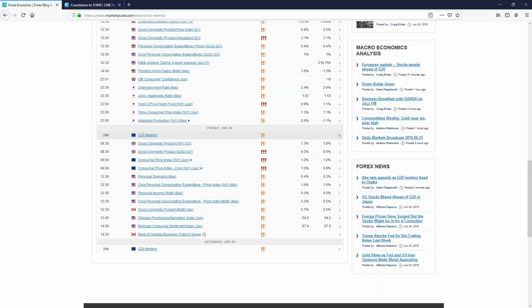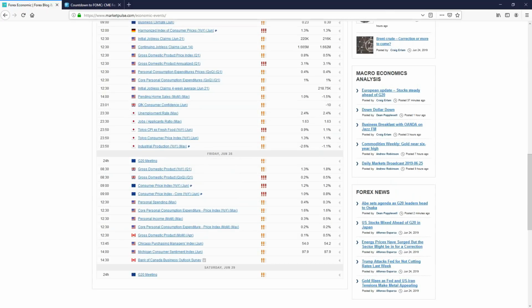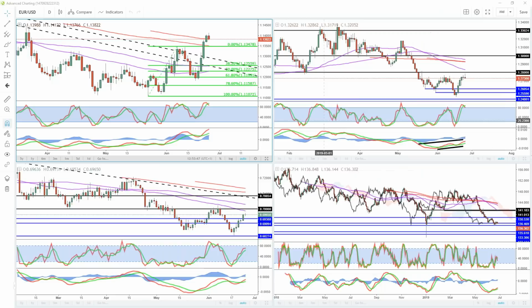Expected to remain at 1.6% below the Fed's target, and it's been on a bit of a downward trend. Personal income and spending, I think, is always interesting as well. Eurozone inflation, less impactful because we know which way that central bank is headed, and it's been struggling with inflation for a long time. And then, of course, we've got the G20 meeting starting on Friday, which I covered earlier on in the webinar. And with that, we will move on to some charts.